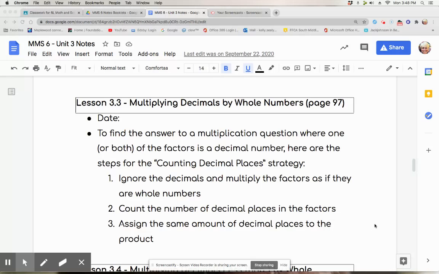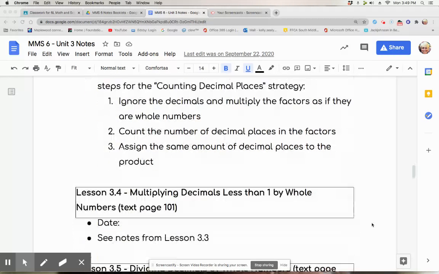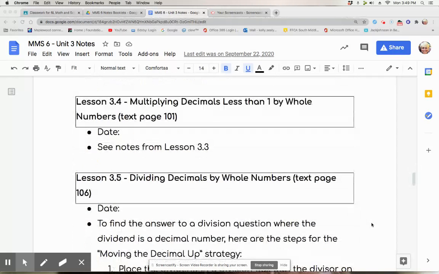In Lesson 3, we started multiplying decimals times whole numbers. We used a counting decimal places strategy. The first thing we did was ignore the decimals and multiply the factors as if they were whole numbers. After we got the answer, you count the number of decimal places in the factors. And then step 3 is to assign the same amount of decimal places to the product, or the answer. We used the exact same strategy, counting decimal places, in Lesson 4.